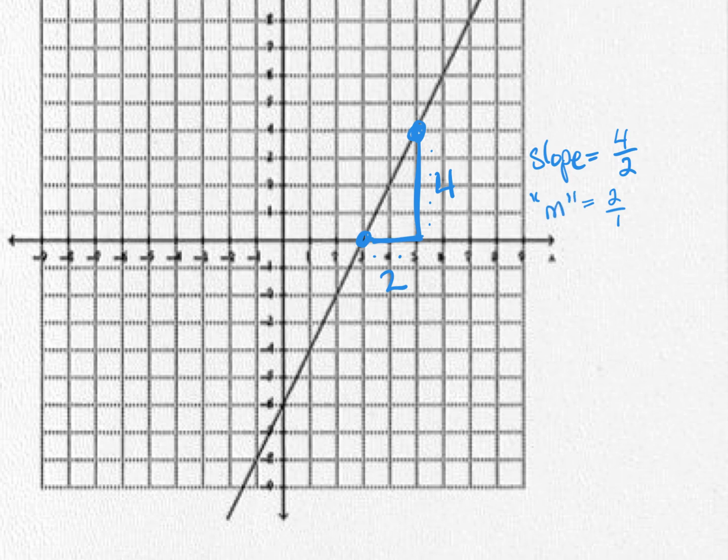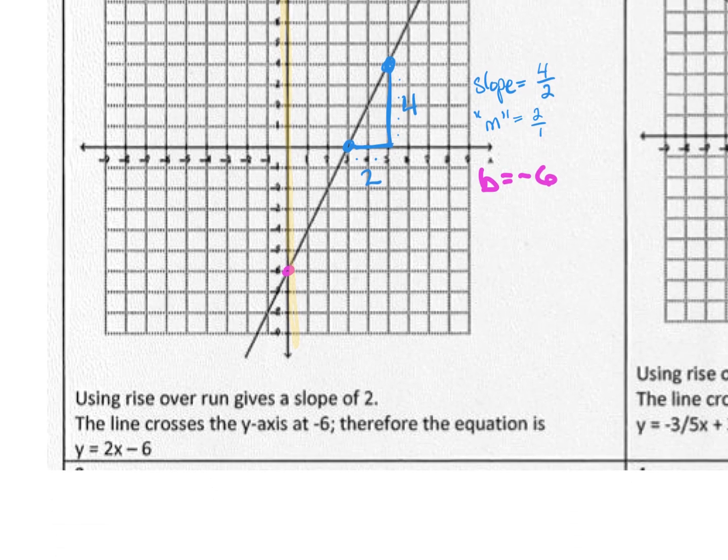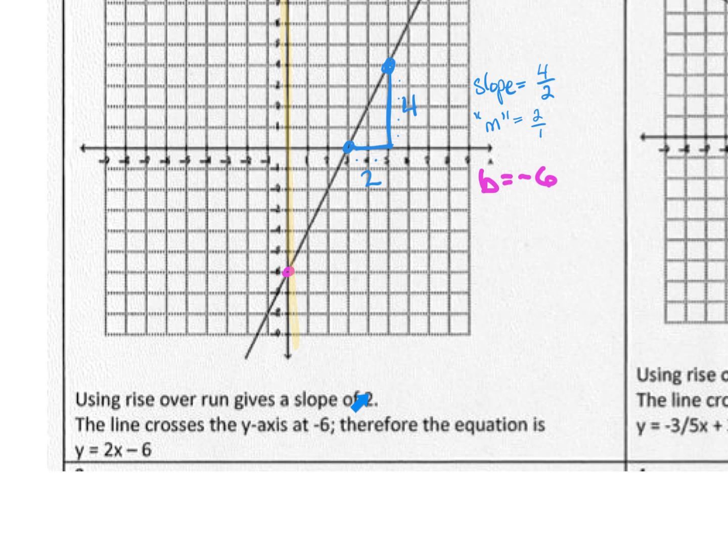Then we want to find the y-intercept. The y-intercept is this point down here, where the line crosses the y-axis. Remember that the y-axis is right here. So where does the line cross that y-axis? It's at -6. And so our y-intercept, our b, is -6. Down here on the bottom it says the slope is 2 and the line crosses the y-axis at -6. So we're going to put it into our y equals mx plus b.